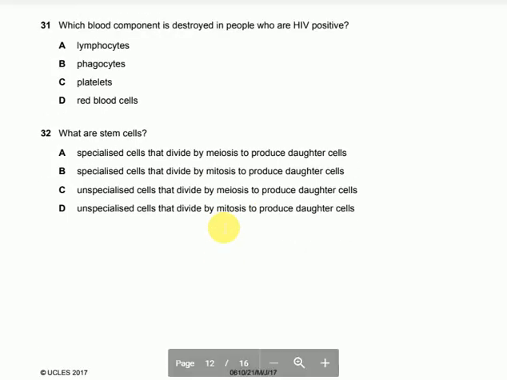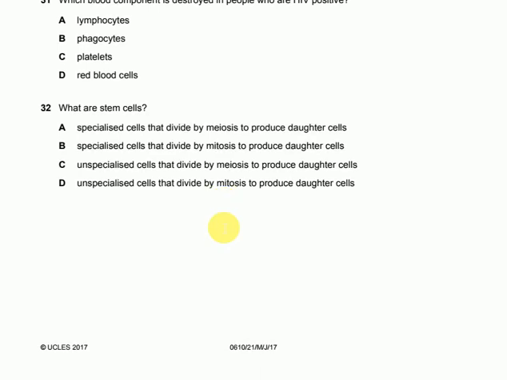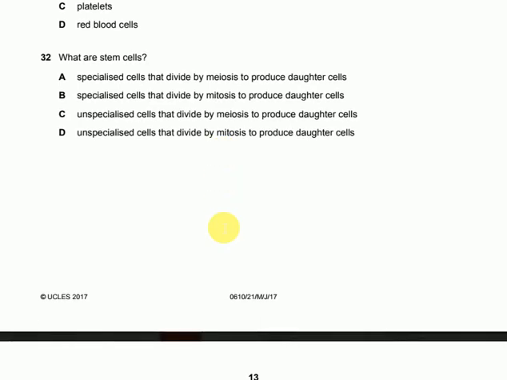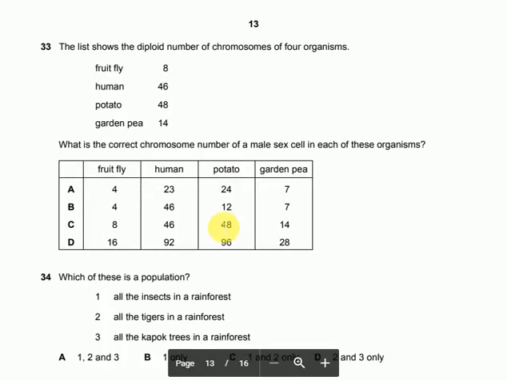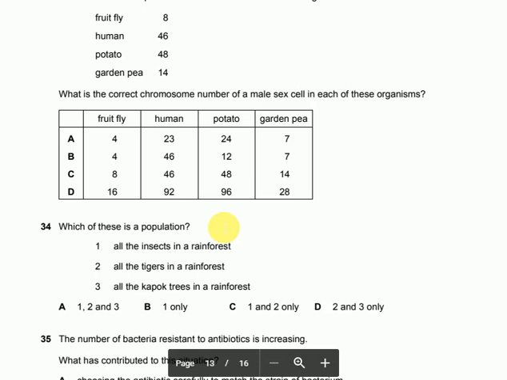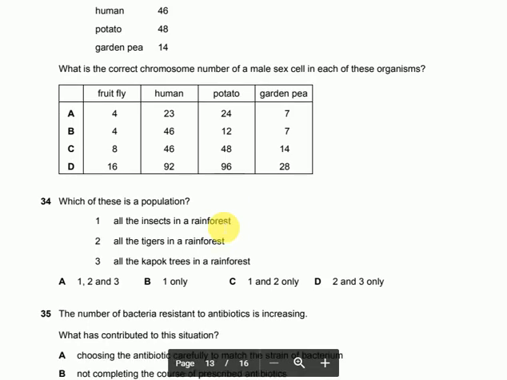Which blood component is destroyed? It is A, lymphocytes. Stem cells, D, I explained. Unspecialized and mitosis are the keywords in stem cells. Question 33: half the number of chromosomes. Divide 8 by 2, 46 by 2, 48 by 2, or 14 by 2. You'll get the answer 4, 23, 24, 7.